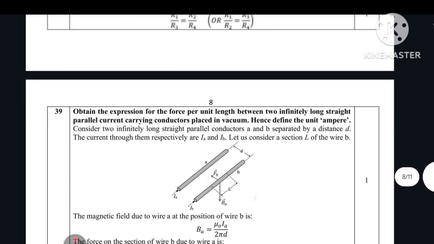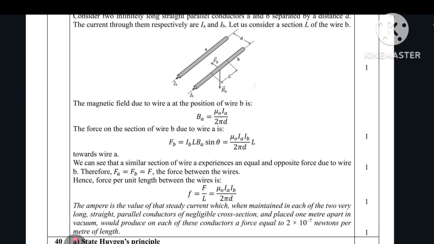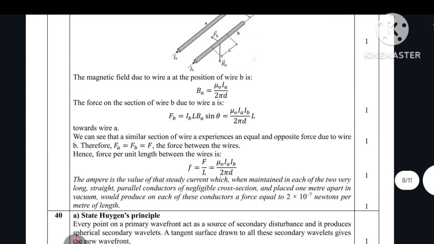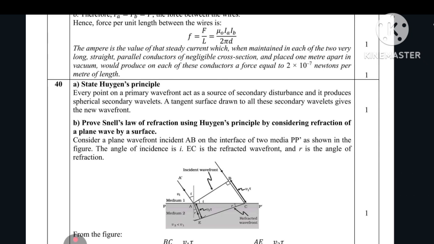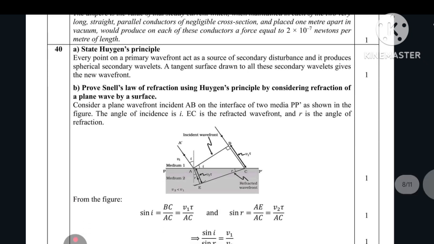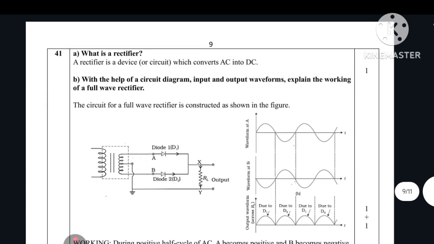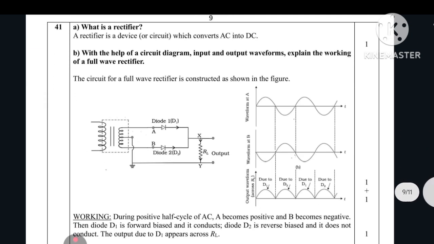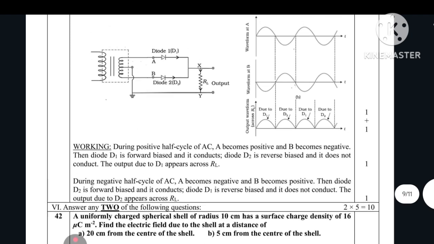Just see that. And here again derivations, diagram is for 1 mark, and all the equations and writing part is all of 4 marks. So 1 plus 4 is equal to 5. And here is the different one, state Huygens' principle. Here it is 1 mark for diagram and the statements that we have written, and another 3 marks are for all equations. And what is a rectifier? Diagram and waveforms are for 2 marks, and definition is for 1 mark, and writing the working principle and the statements below is for 2 marks, means total 5 marks.